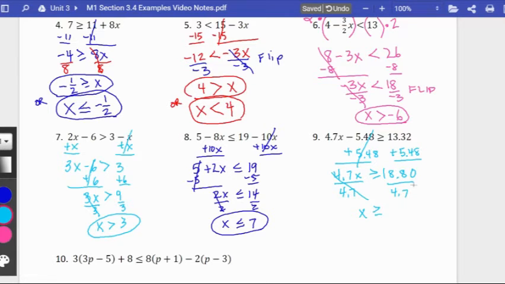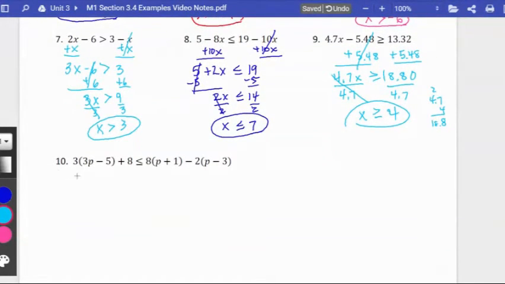I do not have a calculator with me, so let's see, 4.7 times 6. I don't know if it goes in there equally, and it doesn't. Oh, that's way too big. Oh, should be 4 times. Let's try 4. 16, 18. That's it, 4. Okay.